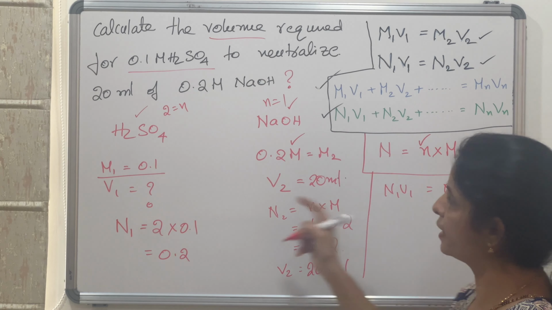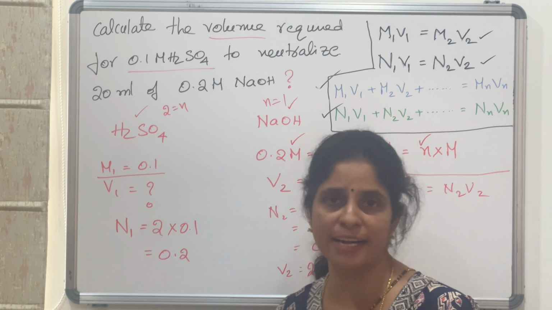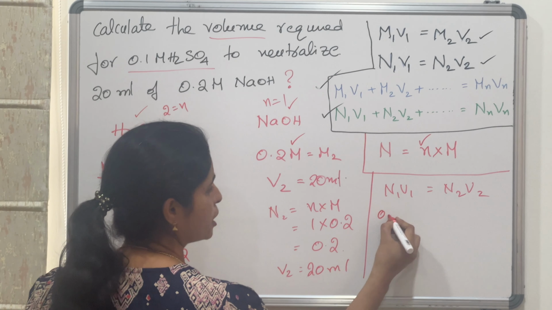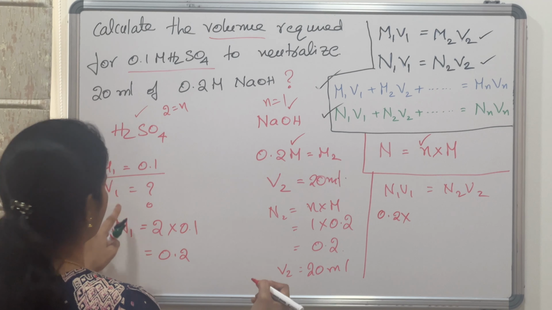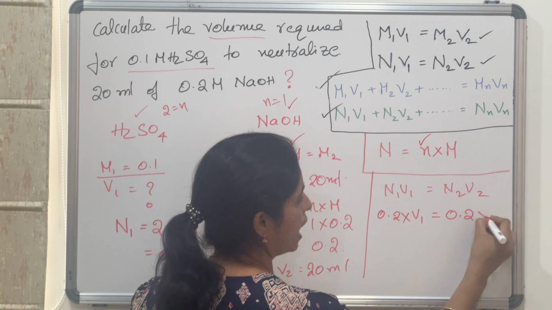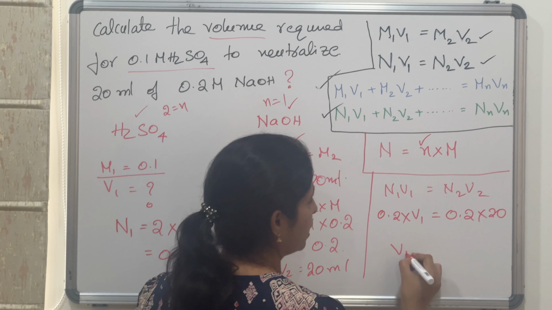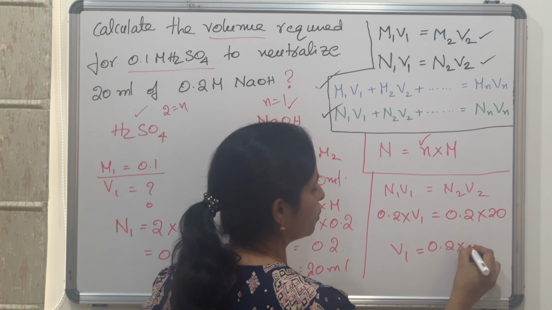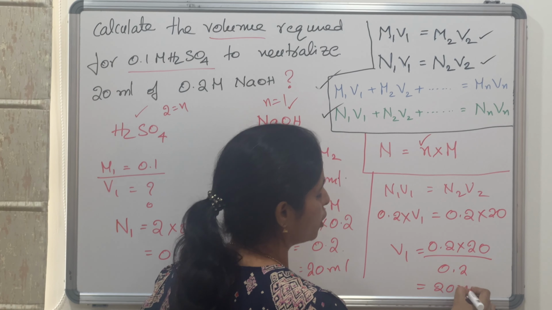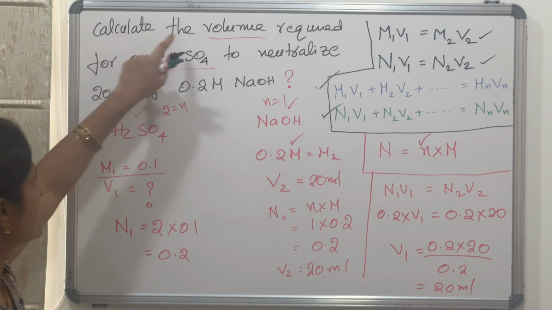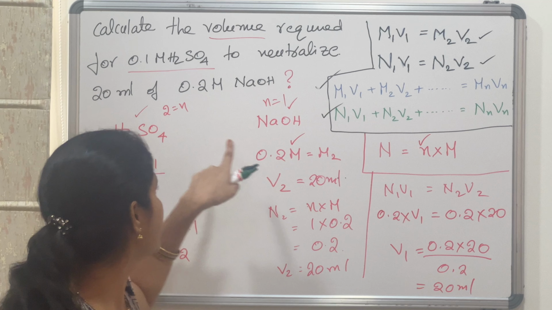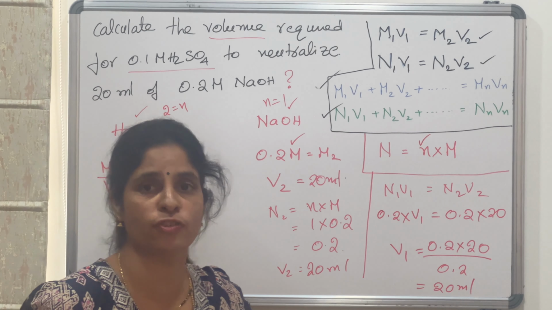So here we have written one side H2SO4 and another side NaOH, no? So here N1, what is your N1? It is 0.2. What is your V1? You need to find out your V1. What is N2? Again 0.2, and V2 it is 20 ml. V1 is equal to 0.2 into 20 divided by 0.2. So what is the new volume required? 20 ml. So what is the volume required? Volume of the H2SO4 required to neutralize 0.2 molar NaOH, it is 20 ml.